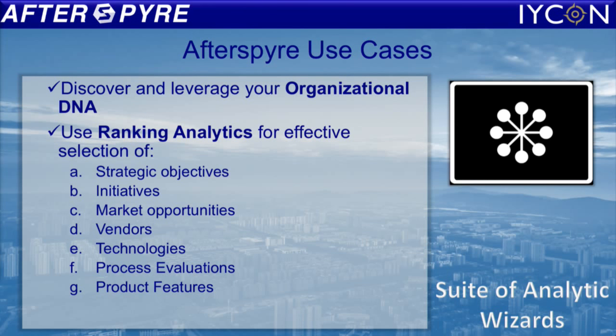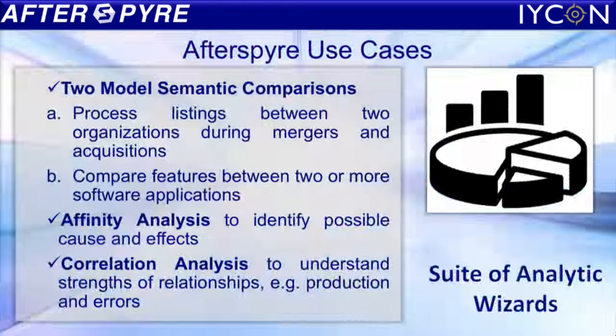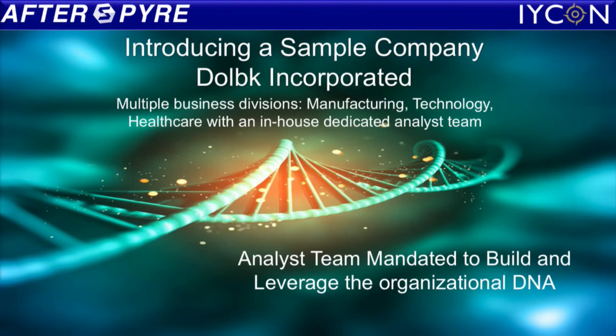There's ranking analytics for selection of objectives, initiatives, market opportunities, etc. We also have a two-model semantic comparison, which can allow you to compare process listings, for example, between two organizations, features between two software applications, affinity analysis to identify cause and effect, correlation analysis, to give you cause and effect again.